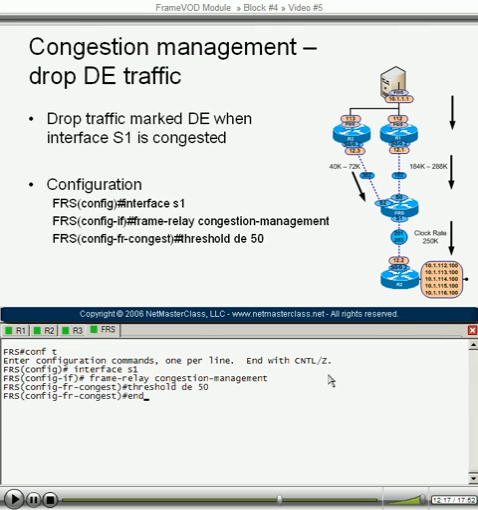First, you go into the Frame Relay Congestion Management interface. Note that we've set our threshold to 50%. By default, the output queue holds 64 packets. By setting the threshold to 50%, we will start dropping packets marked DE as soon as there are 32 packets in the queue. Let's examine the output queue on S1.